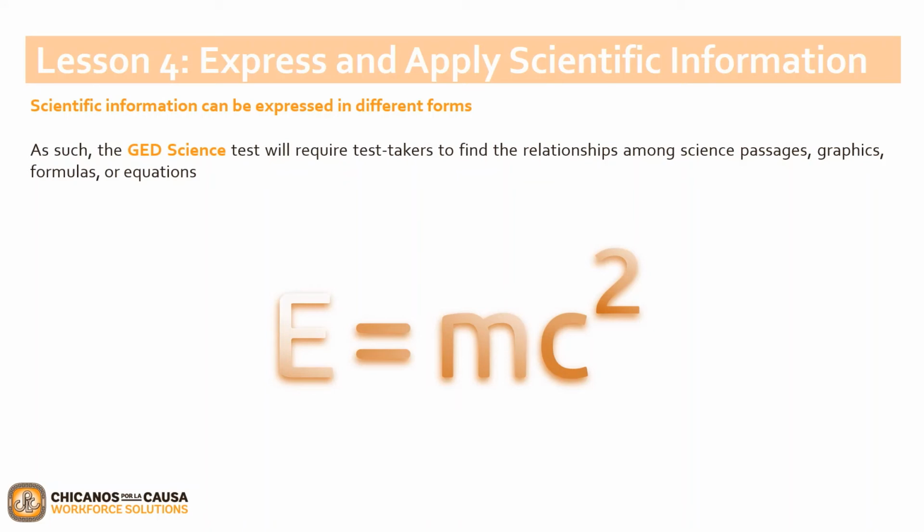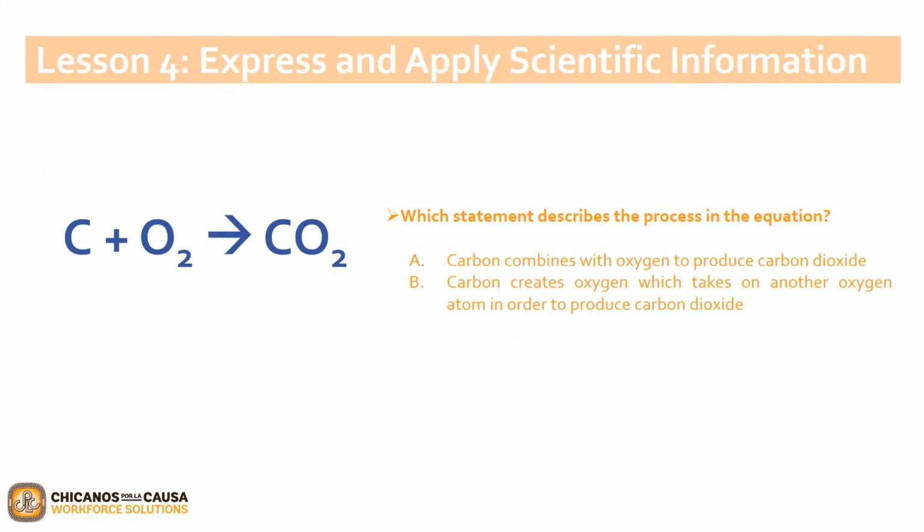Speaking of chemical reactions, let's go ahead and take a look at a general chemical equation for what happens when carbon is burned. As seen by our example chemical equation, it reads as C, or carbon, plus O2, or oxygen, equals CO2, carbon dioxide.